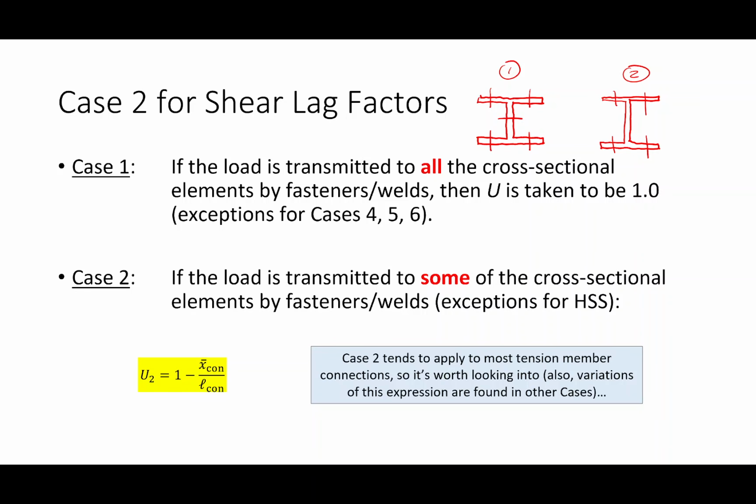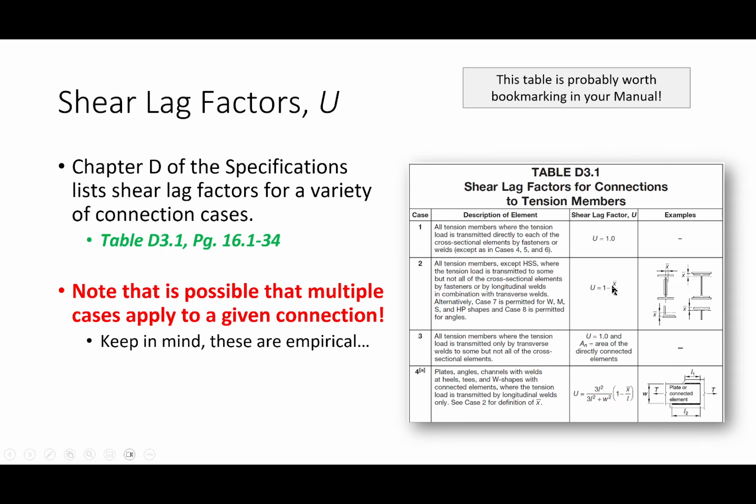Now, one of the things that I do have maybe a slight bone to pick with the manual is sometimes I think they could be a little better in terms of the fonts and the symbols that they choose. Because if you look at the equation for case 2, it says 1 minus x bar over slash. You know, you can't really tell what that is.